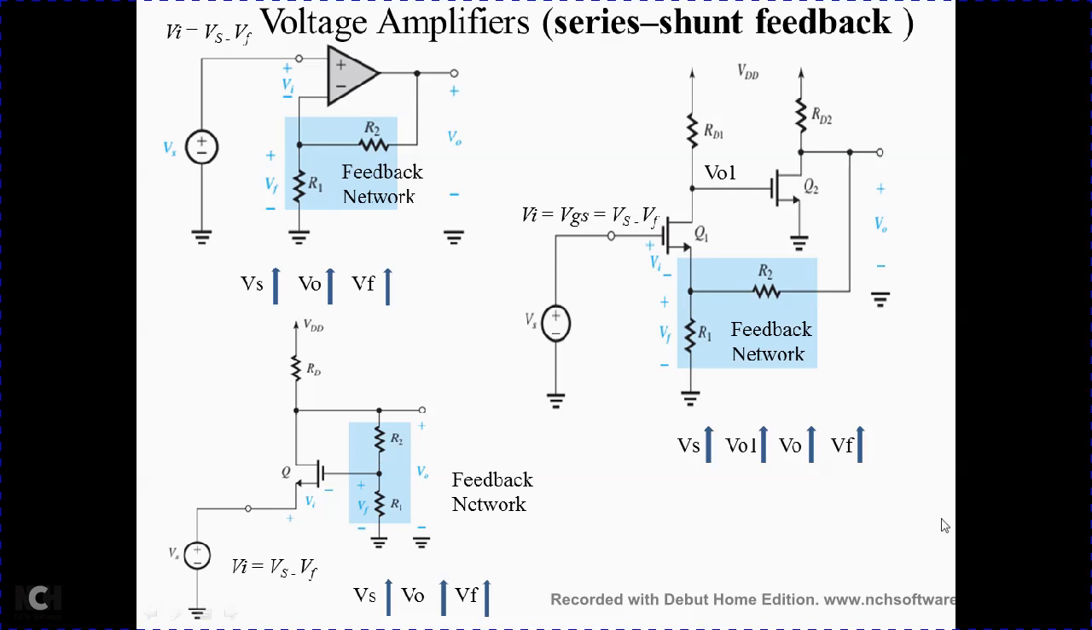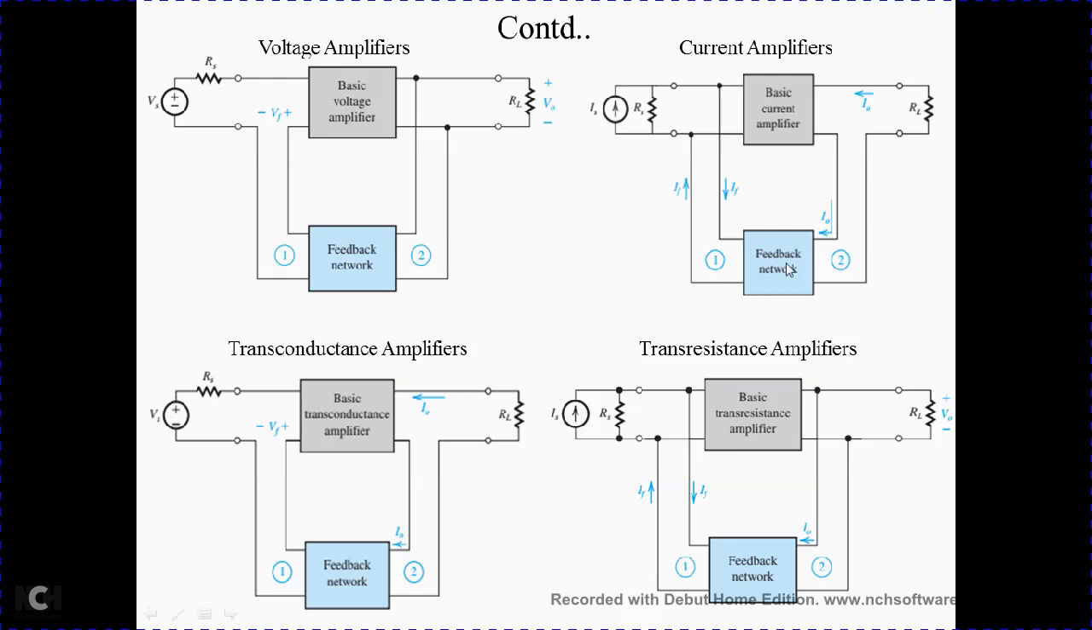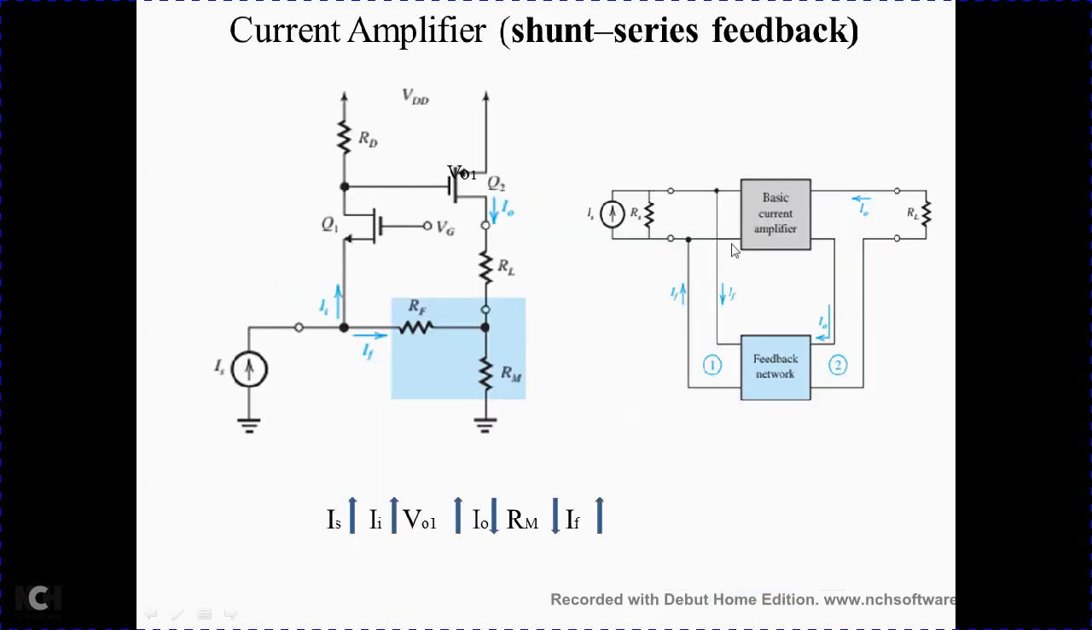So let's take the next one, the current amplifier. This is the circuit. In a current amplifier, both input and output are current. The input source is a current source IS, with a parallel internal resistance RS, and the output is I naught, with load RL, which is common. We have a basic current amplifier and a feedback network. This is the same as the circuit we saw earlier. You can see this is shunt series feedback.